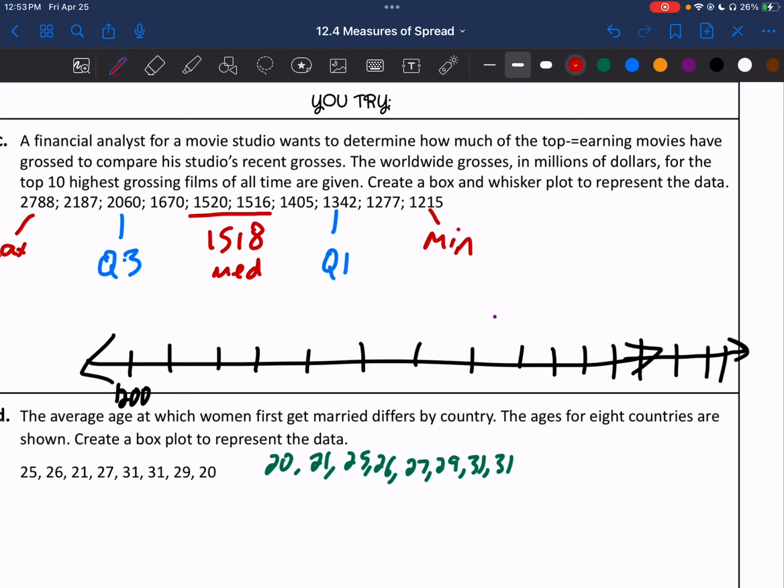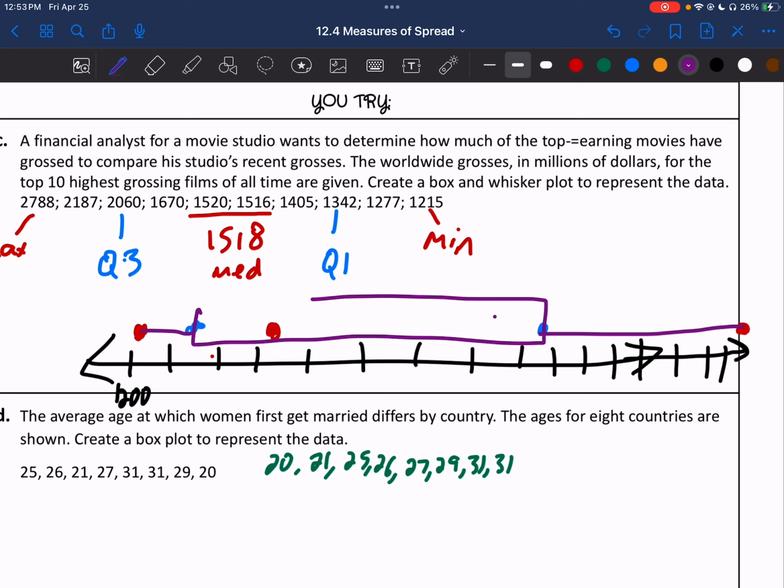So we're going to put in our maxes and mins. So our max, we have a point out here. Our minimum is at 1215, so that's going to be over here. Our median is at 15, so it's going to be something like right there. Quartile 1 is at 1342, so that's going to be thereabouts. And quartile 3 is at 2060, so it's going to be something like right there. So now we draw in our box and whisker plots.